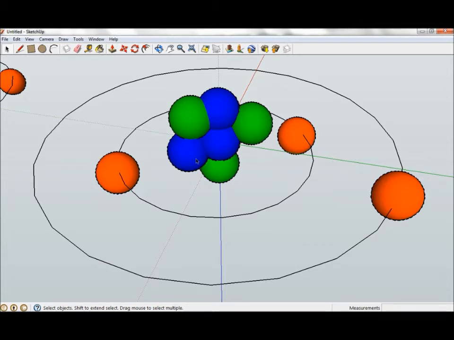Firstly, let's start off with the basics of an atom. An atom has three main components: the proton, the neutron, and the electron. The proton has a positive charge, while the neutron has no charge, and the electron has a negative charge. The protons and neutrons can be found in the center of an atom, or the atom's nucleus, while the electrons can be found whizzing around the atom's nucleus in the electron cloud.